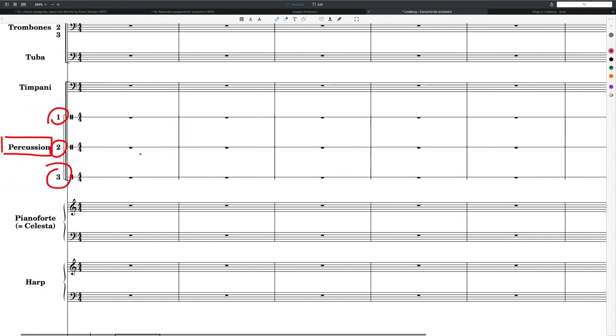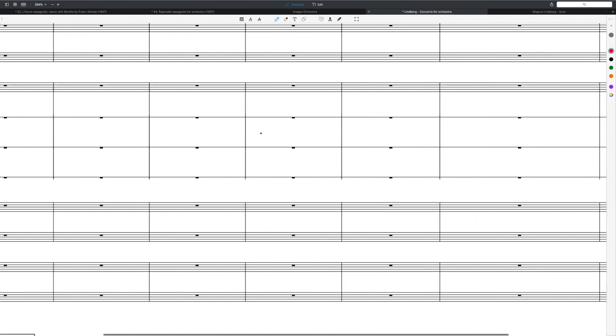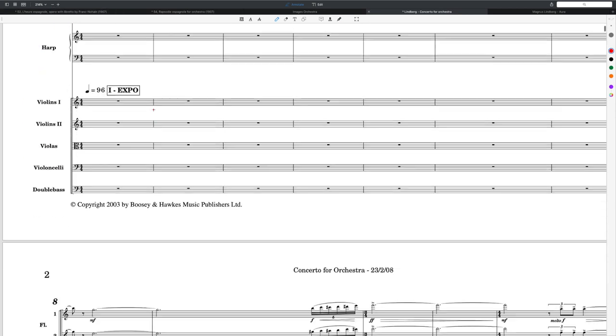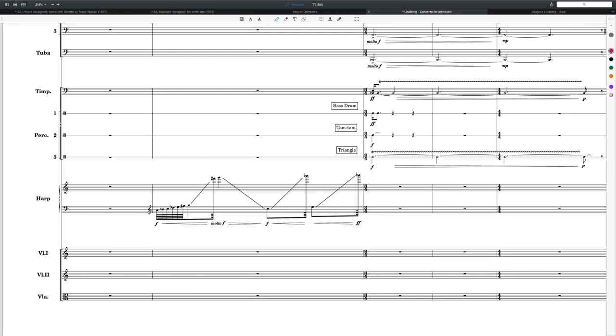Let's take a look at the line. At the beginning, they don't play anything, so the instruments are not indicated. And for example, here on the second page, we see that the first player plays bass drum, only one line, and the second player plays tom-tom, only one line, and the third player plays triangle. And we have also a timpani, which is an individual, a separated player.